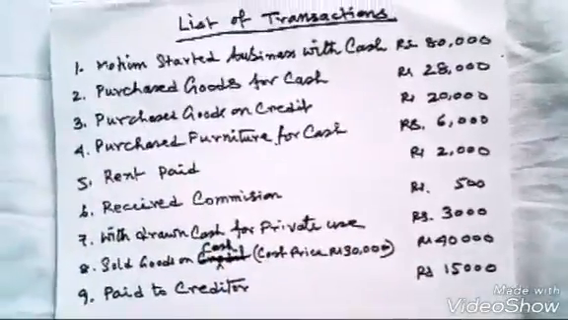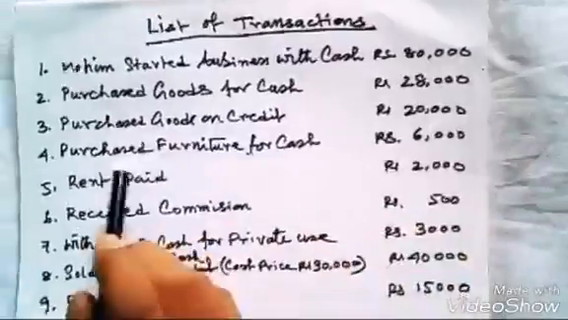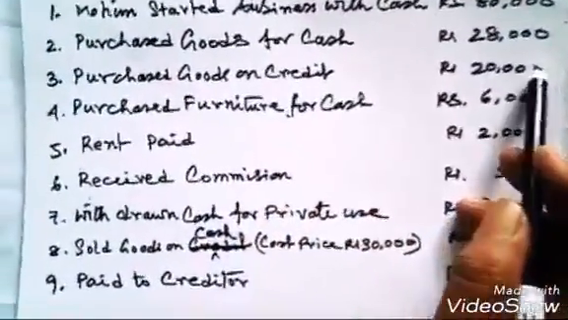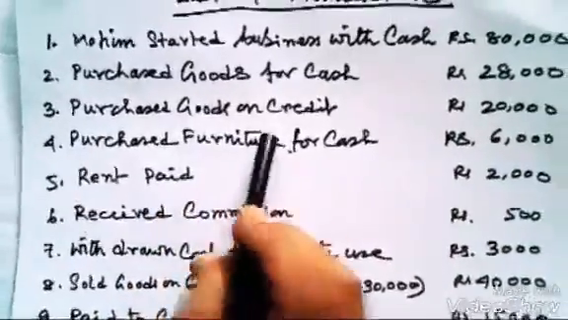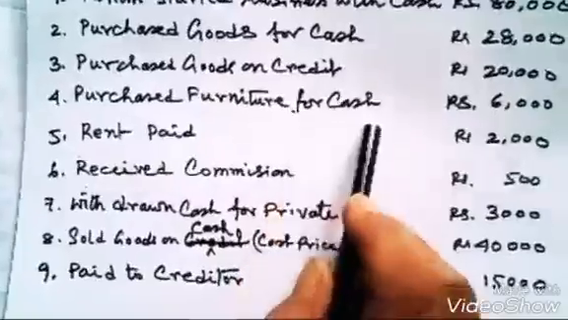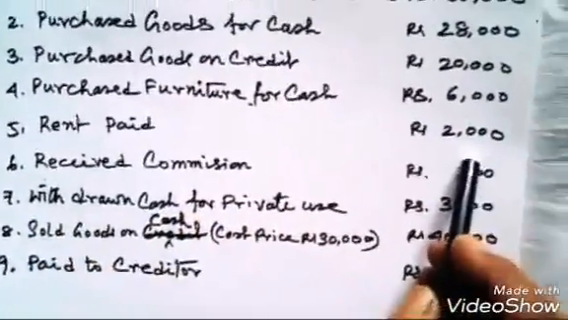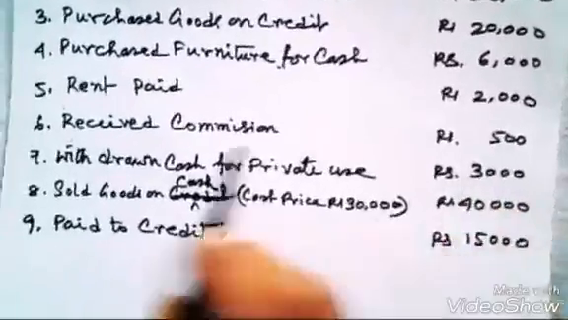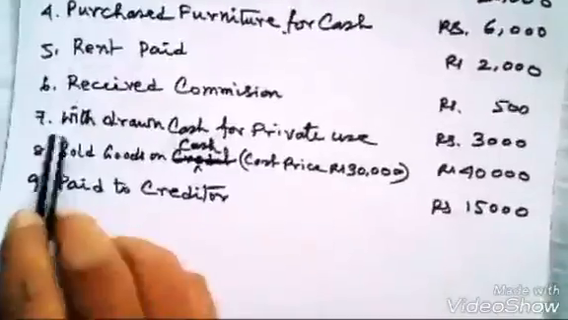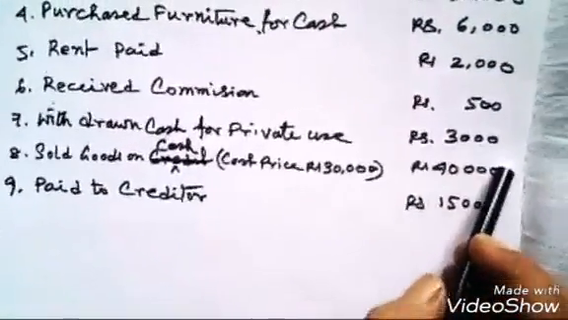Number 1, Mohim started business with cash rupees 80,000. Number 2, purchase goods for cash rupees 28,000. Number 3, purchase goods on credit rupees 20,000. Number 4, purchase furniture for rupees 6,000. Number 5, rent paid rupees 2,000. Number 6, commission received rupees 500. Number 7, withdrawn cash for private use rupees 3,000.